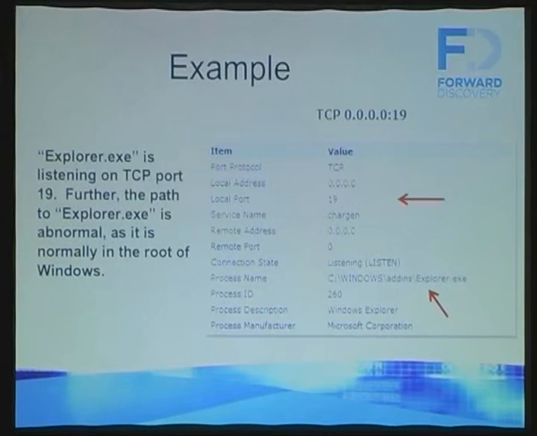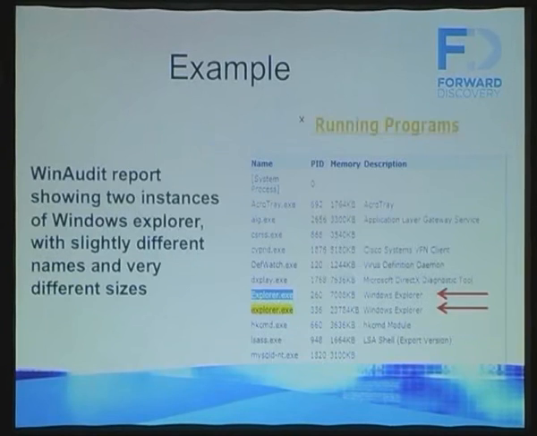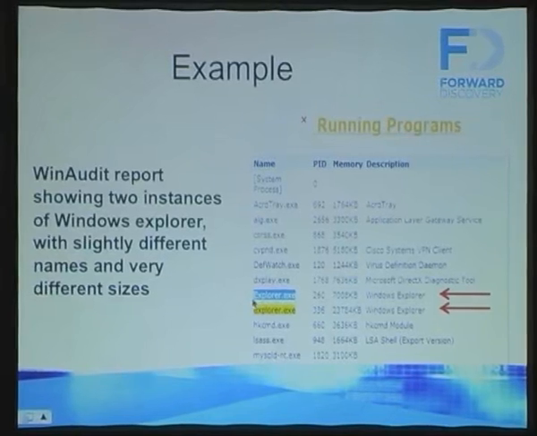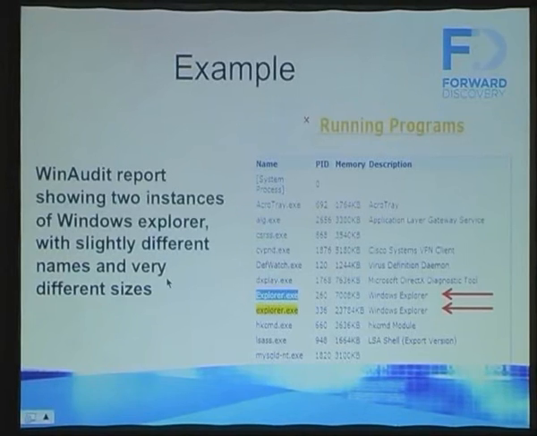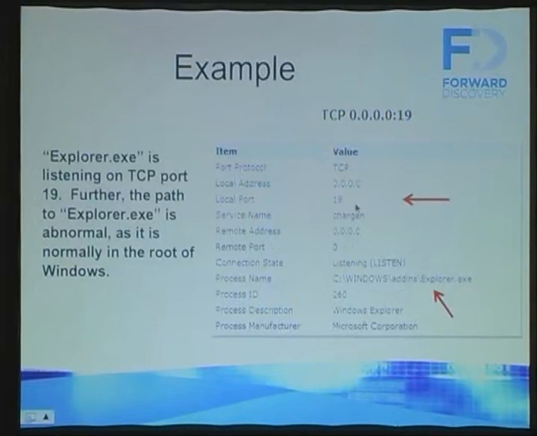WinAudit also generates a list of all open ports. In this case, if you look back here, the one that had the strange capital E there was process ID, or PID, 260. PID 260 also had an active listener on port 19. What's port 19? Character generation port. Does that have any business on a Windows box? No, it's an entirely Unix Linux service. It has no Windows utility whatsoever.